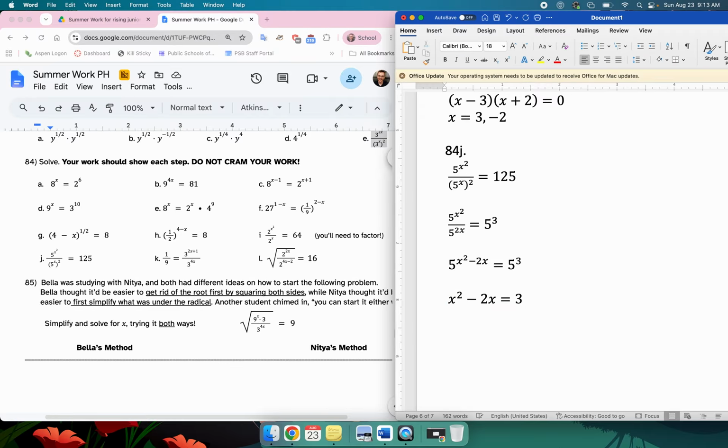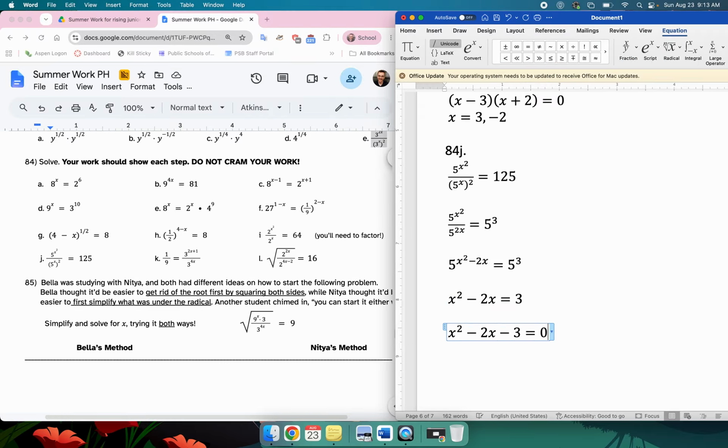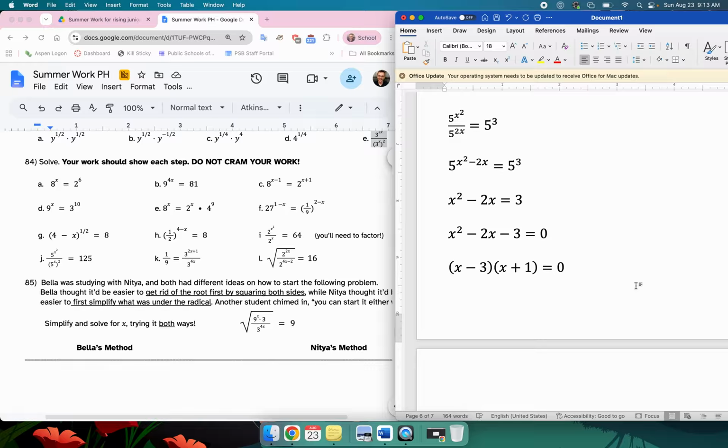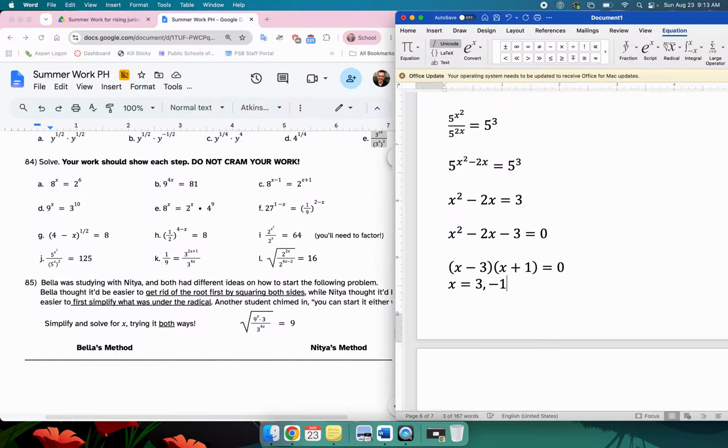It's a quadratic. Put everything on one side. X squared minus 2x minus 3 is equal to 0. Factors as x minus 3 times x plus 1 is equal to 0. So x is equal to 3 and negative 1.